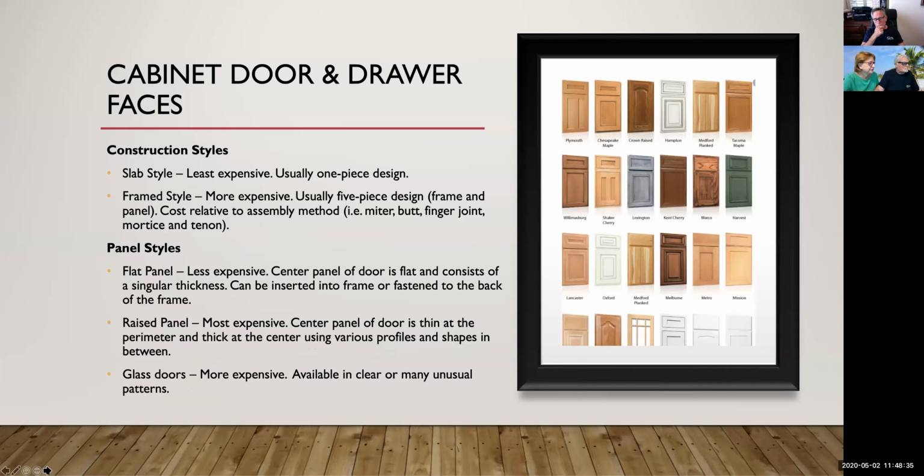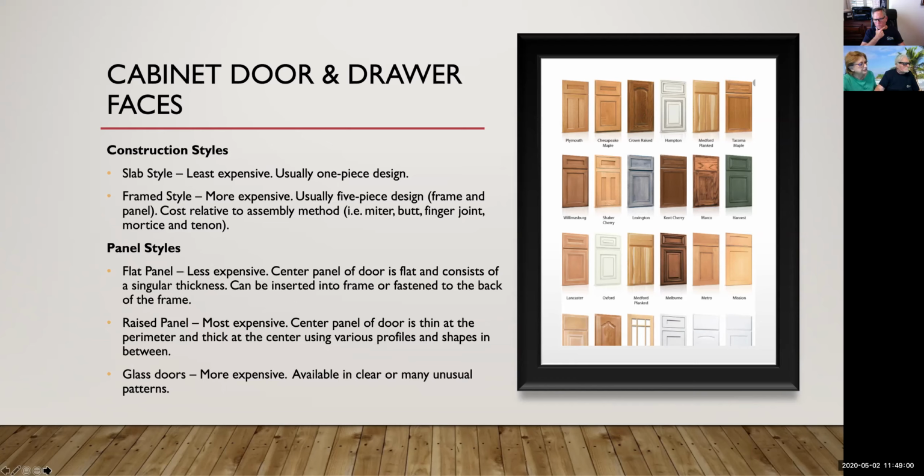Okay, so the next daunting thing that you'll have to face is selecting a cabinet door and a drawer face. And you can see by this photograph, there are a lot to choose from. So going through the different construction styles, there is a slab style, which is just perfectly flat, and it's the least expensive, and it's just one piece. Then there are frame styles, which are more expensive.